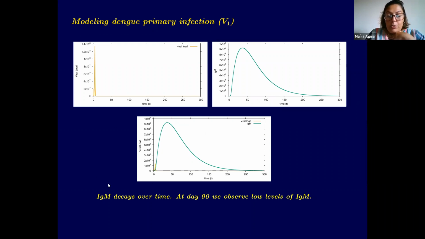This is only to illustrate how the viral load and the antibody production would look over a period of a year during the infection. We see that the IgM decays over time, and at day 90, according to the literature, this IgM is no longer observed or detected by antibody tests. And we see that, in fact, the model can represent well this decay of the levels of this specific antibody.